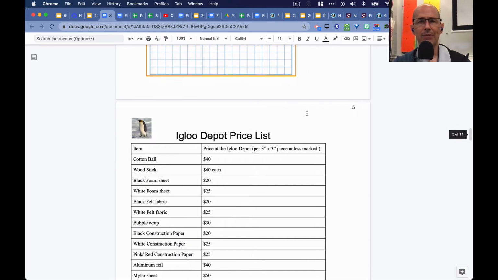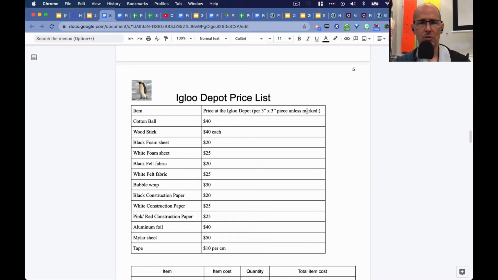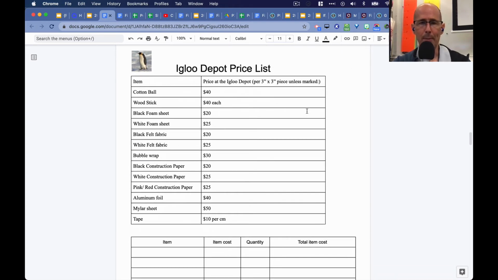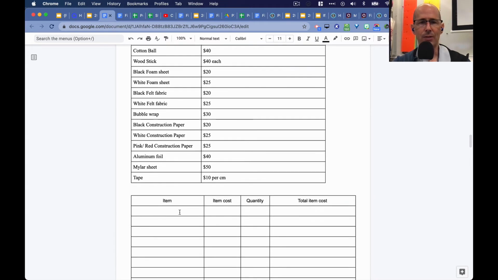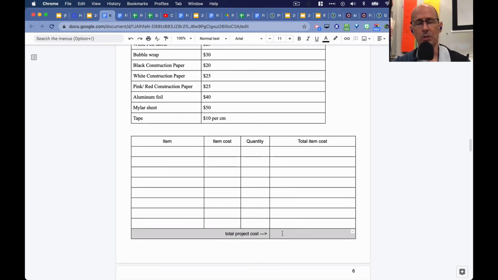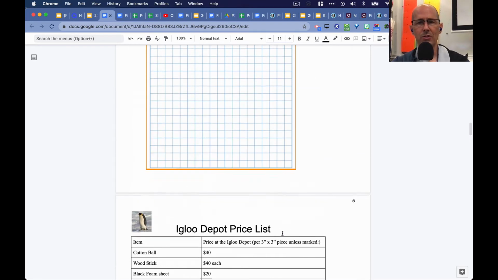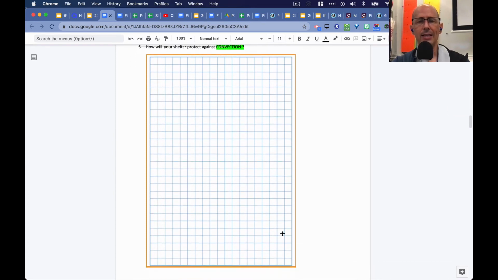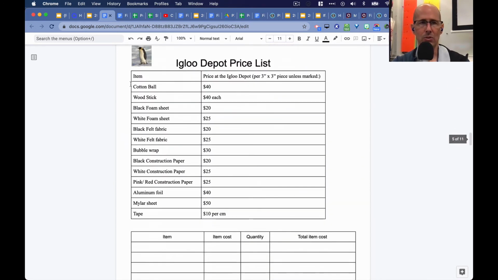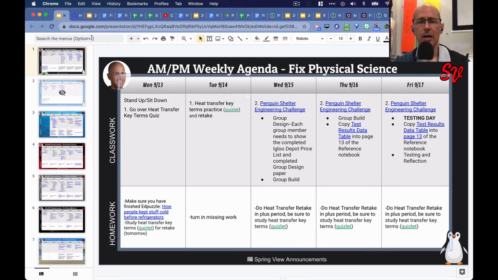And then they were given a budget of $400. This is the materials list, so they can't go over that budget. They had to fill out each item that they use, the cost per item, which they get from this list right here, and the quantity, the number of pieces of that item, times the item's cost to get the total item cost. Then they had to get the total project costs. They worked with this in conjunction with the design, and then they got their materials and built their shelter. And then on Friday, we did some testing.